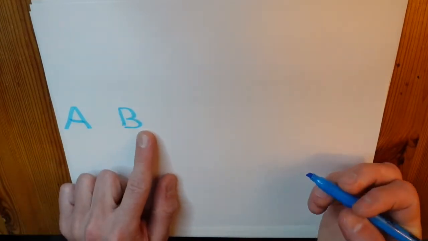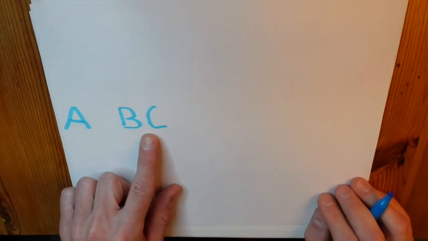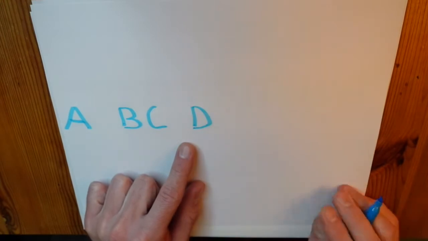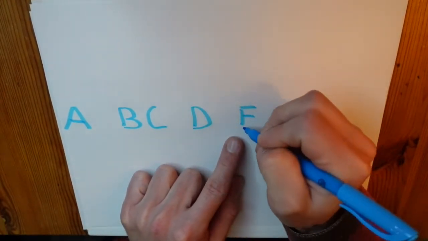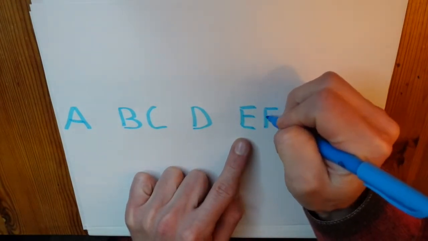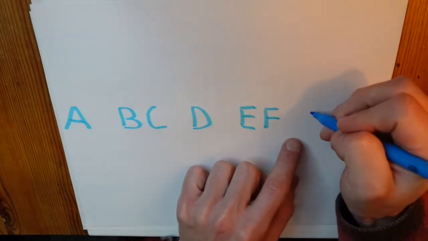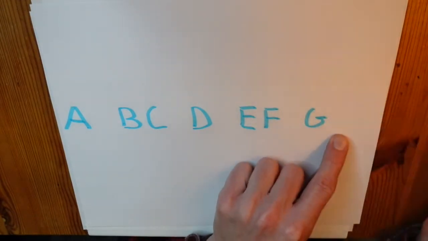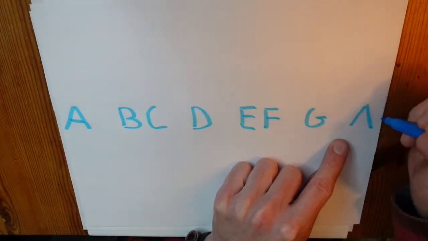Then immediately after B, we'll put the letter C. Okay, we'll have a little bit of a gap, and then we'll write the letter D. We'll leave some space, and then write the letter E. Right after E, we have the letter F. We have a space, and then the letter G. We'll have one more space, and then not the letter H, but the letter A again. I'm going to show you why.